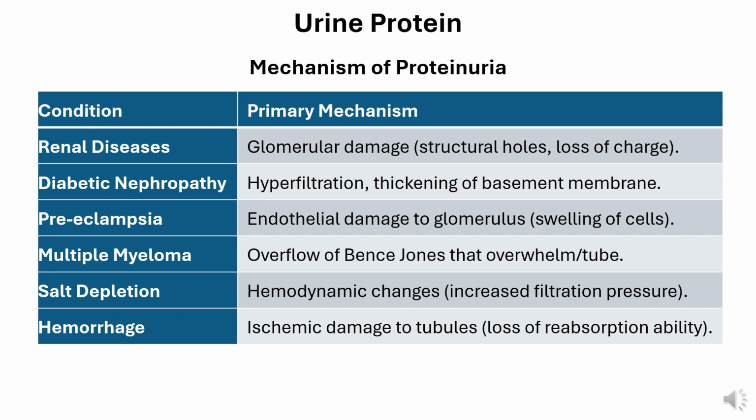4. Multiple myeloma. The mechanism is related to overproduction of immunoglobulin proteins, light chains, Bence-Jones proteins.